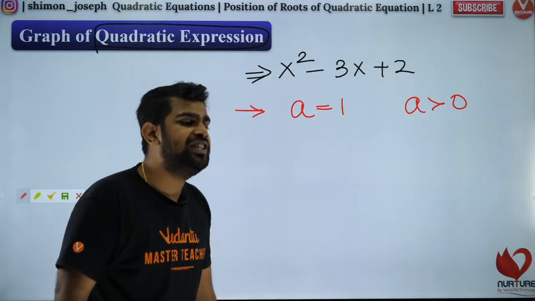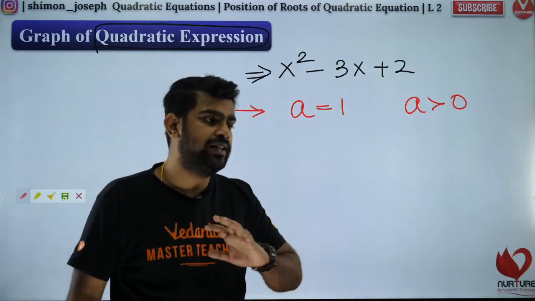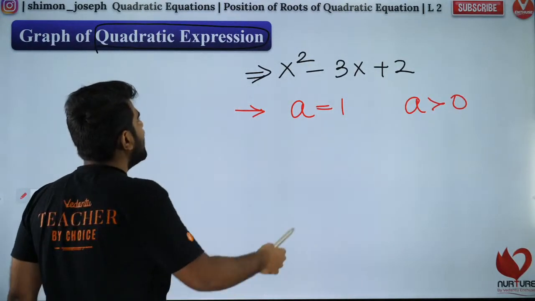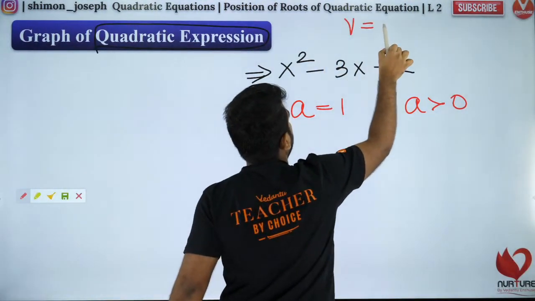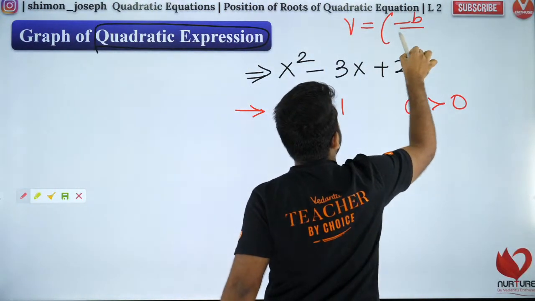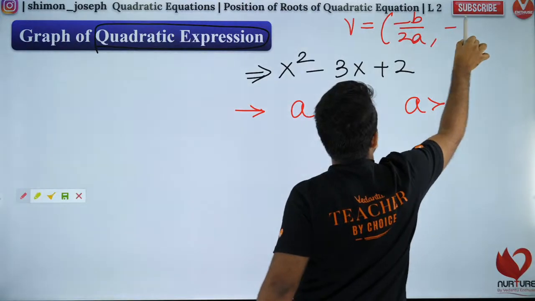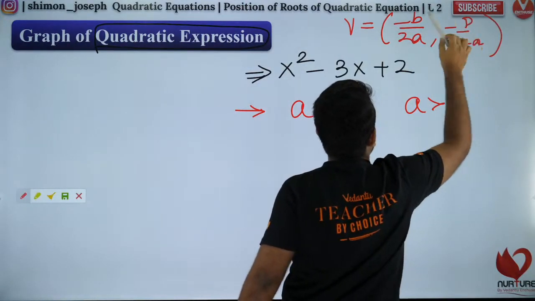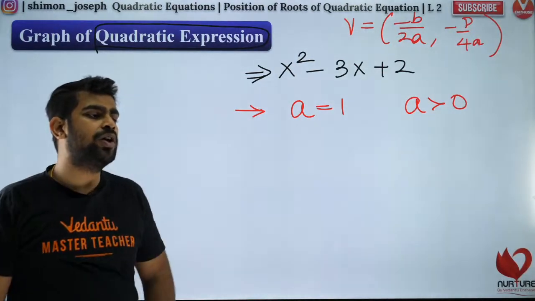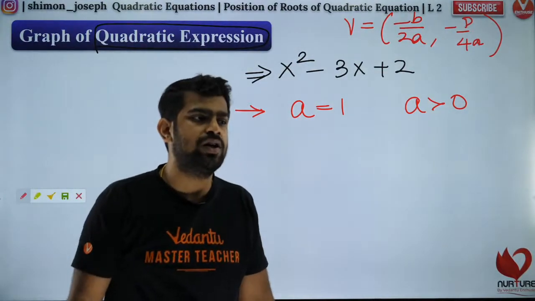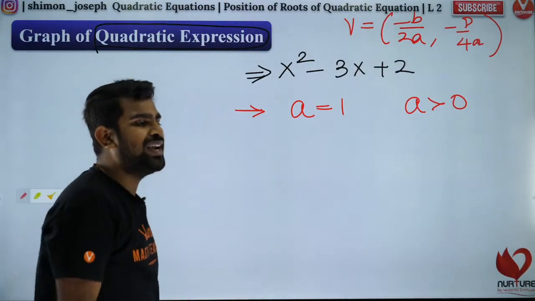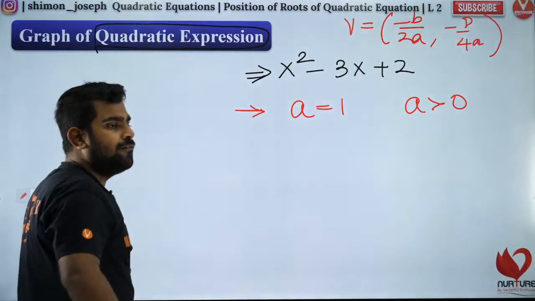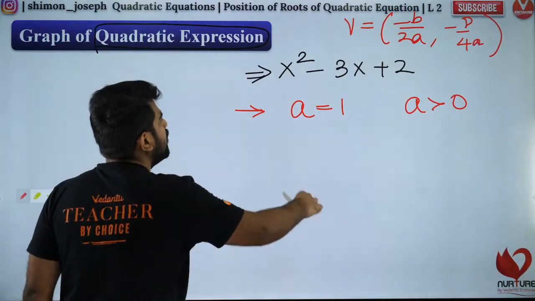Dikshita, D means discriminant. Teja, what is the formula for vertex I gave you? Minus b by 2a, comma, minus D by 4a. So here D means discriminant. Yes, I forgot to say that. I thought it was obvious, but since you guys are asking, D is the discriminant. Very good, Gokulnath. So it is an upward opening parabola.